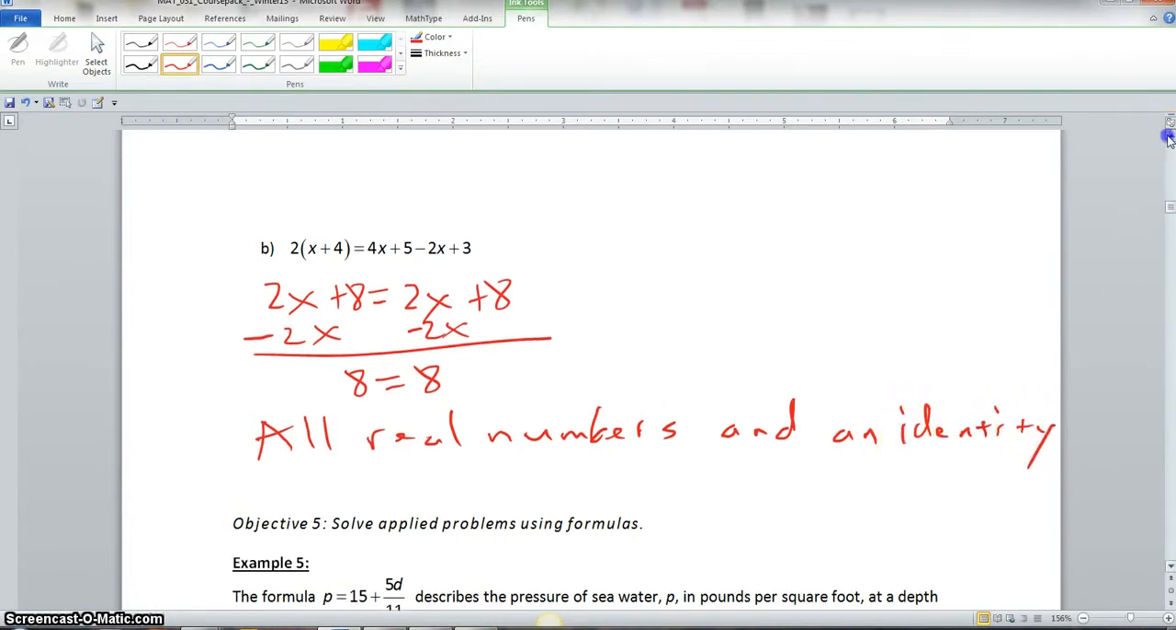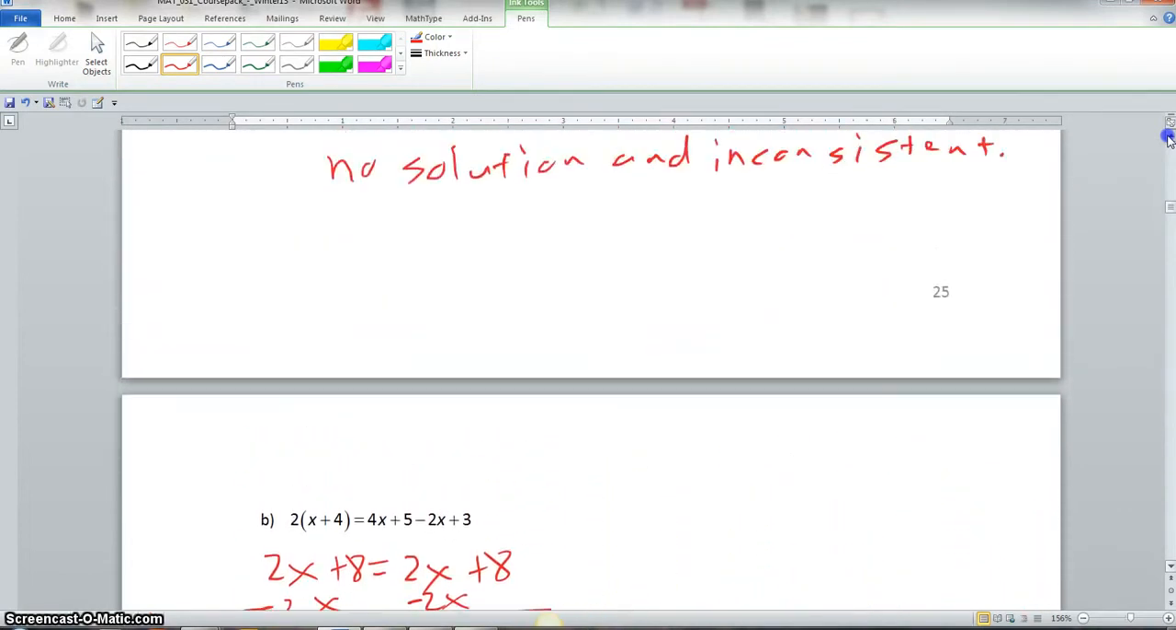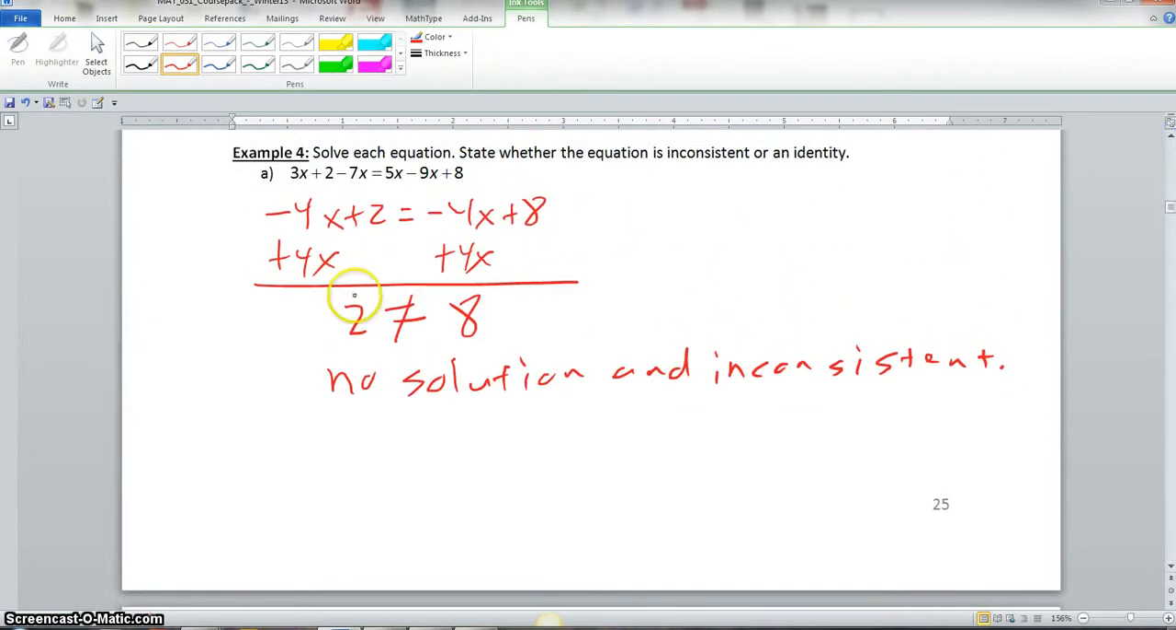Now I want to show you something. I want to go back up here to example A. If you notice here, before we added 4x on both sides, we had the exact same number and variable on both sides. We had negative 4x and negative 4x. We know by looking at this equation, there's no way negative 4x plus 2 will equal negative 4x plus 8. That is a quick hint to let you know that it'll be no solution and inconsistent, but you still must show the work. And as a matter of fact, so you won't think this is division, I'm just going to circle this here to let you see that these two values are the same.